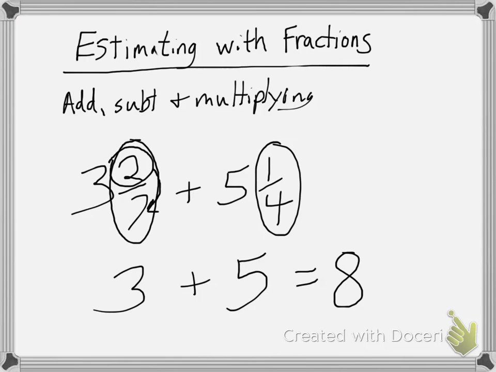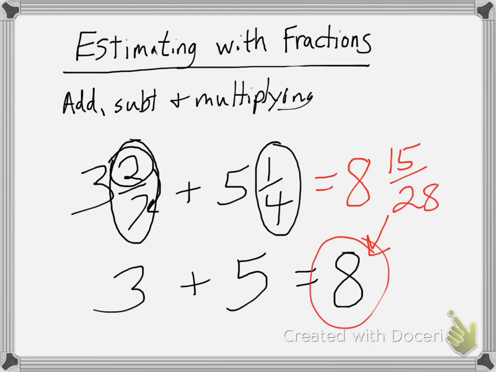Now, as it happens, if we put this into a calculator, the actual answer for this problem would be 8 15/28, which makes our estimate of 8 a pretty good estimate. And then that will allow us to catch some mistakes if we accidentally added something crazy like 3 and 22/7 plus 5 and 1/4, and we get a much bigger answer, then it'll help us catch those kinds of mistakes. So obviously the process for multiplying and subtracting are much the same.